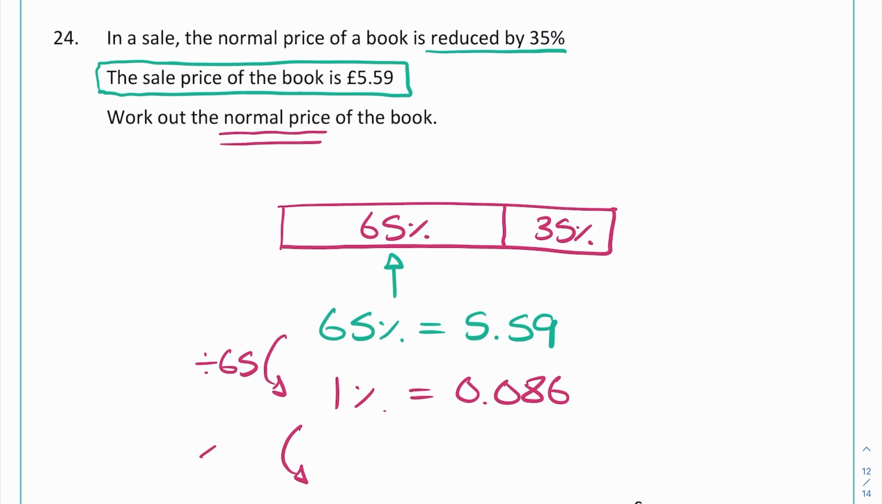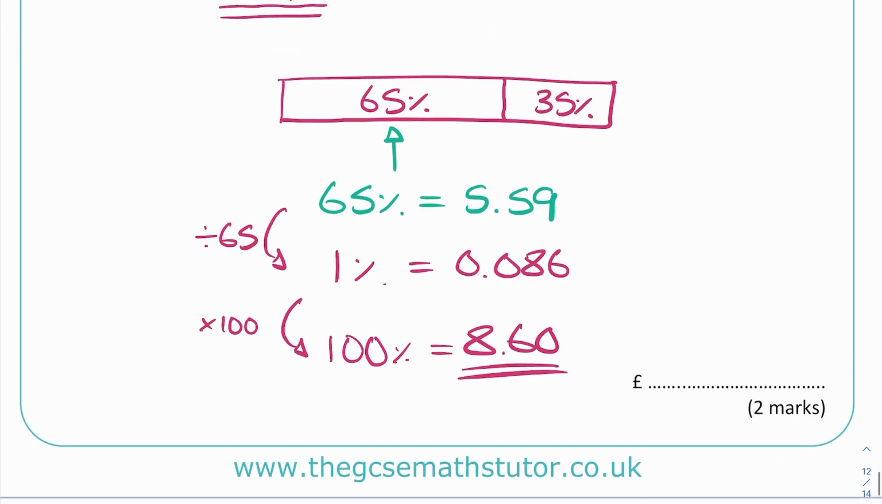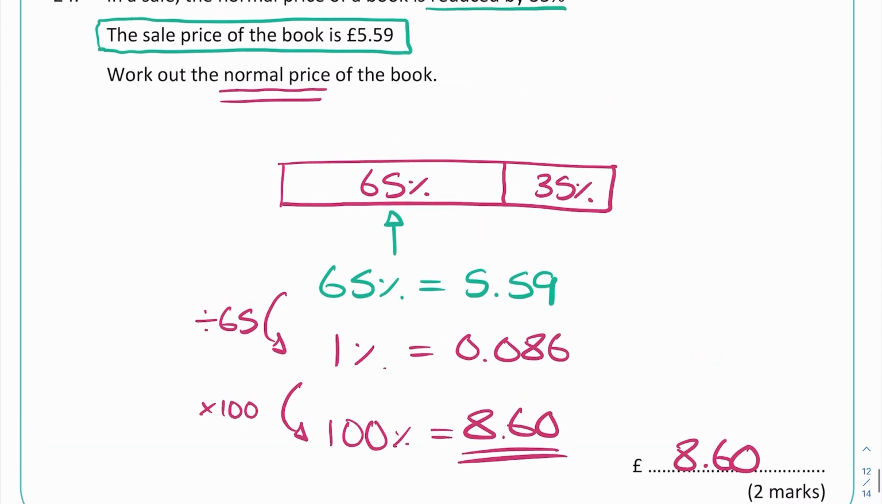We want the original 100%. To get 1% to 100%, you just multiply by 100. So the original 100%, times that by 100 on your calculator, and that comes out as 8.6, which in terms of money is £8.60. So the original price of the book was £8.60, and of course if you were to work out 35% of that and take it off £8.60, we would get that £5.59. So there we go, there is a reverse percentage.